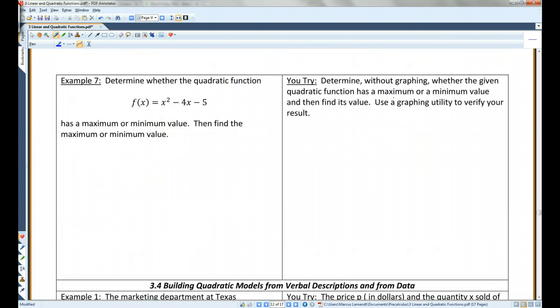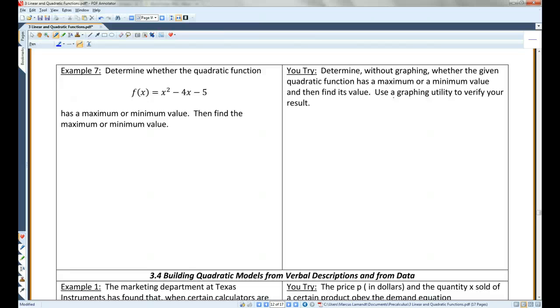Okay? All right, example 7. Determine whether the quadratic function has a maximum or minimum value. Then find the maximum or minimum value. Now, if you think about it, if the graph opens up, it's going to have a minimum value. If the graph opens down, it's going to have a maximum value. This one has a positive a, so we know it opens up. Therefore, it has a minimum value. We need to figure out what that value is.